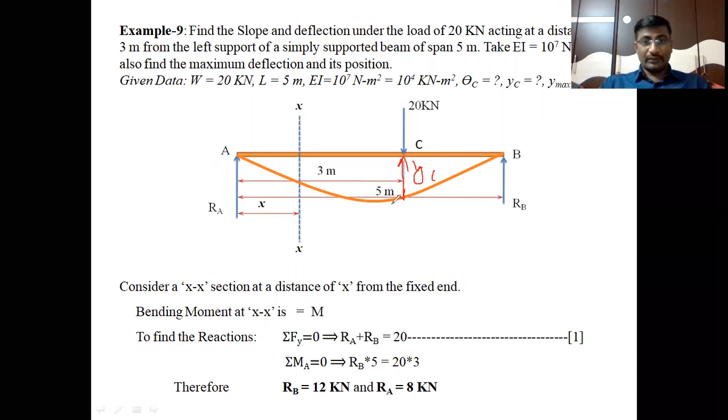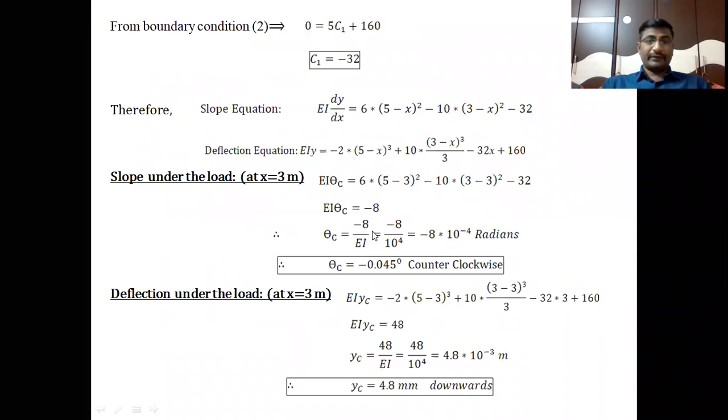And if you draw the tangent at that point, it makes an angle with the initial position, which is called the slope at that point. So theta C. These two must be calculated in this problem. Slope and deflection under the load means theta C and YC. What is the slope and the deflection at point C?